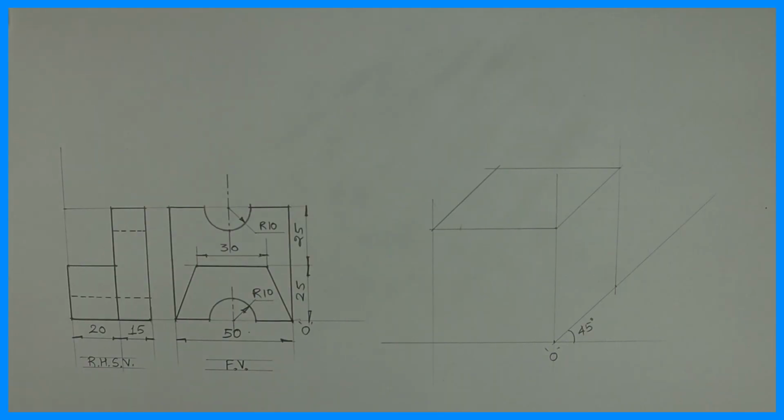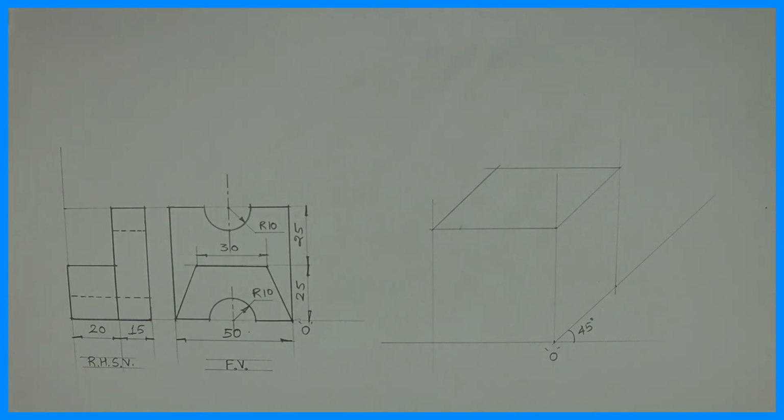Welcome to Technical Drawing. Today we are going to learn oblique views of this sum. Now if you see in this sum, they have given front view and right hand side view. If you see the length is 50, height is 50, width is 35. So according to that we need to draw a box, right?